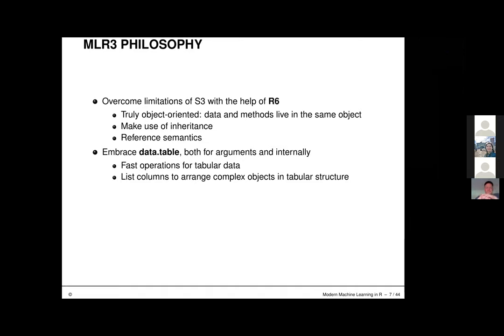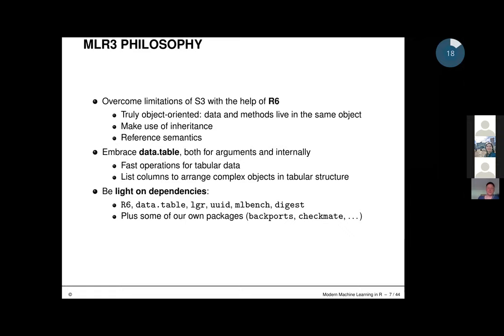Second, we wanted to use data.table more because, well, it's pretty fast. And we also liked that it has reference semantics and that you can place complex objects in the fields. So it's also possible with data frames, to be fair, but not that well supported for printing and so on. This allowed us to work with the data structures in a more efficient way.